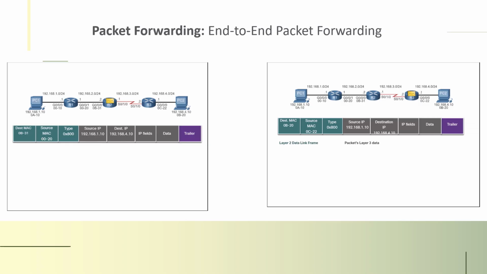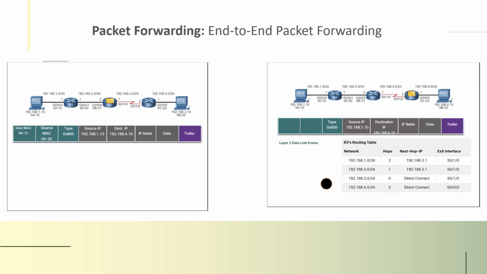And now that the packet has reached router 3, let's see how router 3 forwards the packet to the destination, which is PC2. Here, because the destination IPv4 address is on a directly connected Ethernet network, router 3 must resolve the destination IPv4 address of the packet with its associated MAC address.